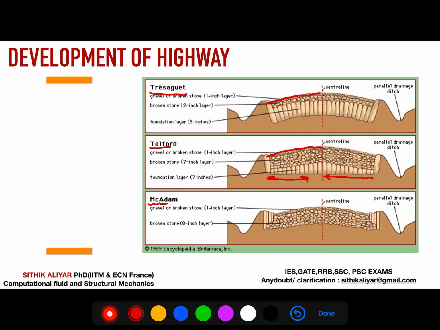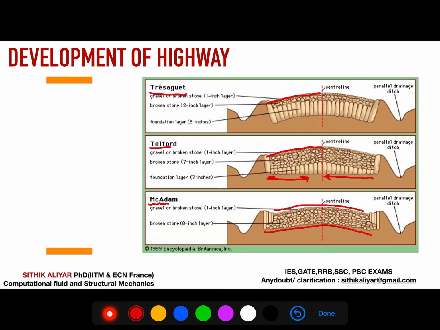Macadam removed that bottom layer. There are no foundation stones at all at the bottom, and he has a good slope, like 1 in 45 was followed by Telford. Here he recommended a slope of 1 in 36. Okay, camber. These are the three major differences. This is how the history came.